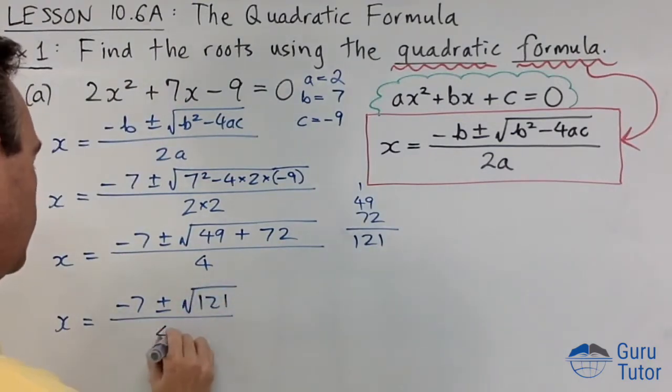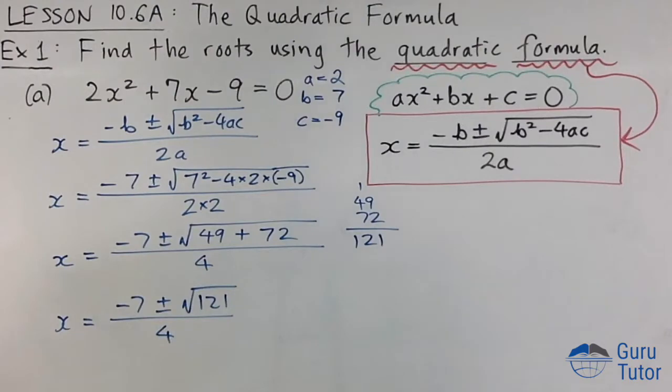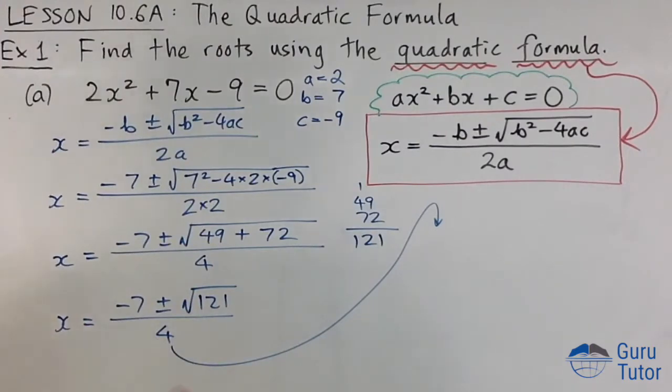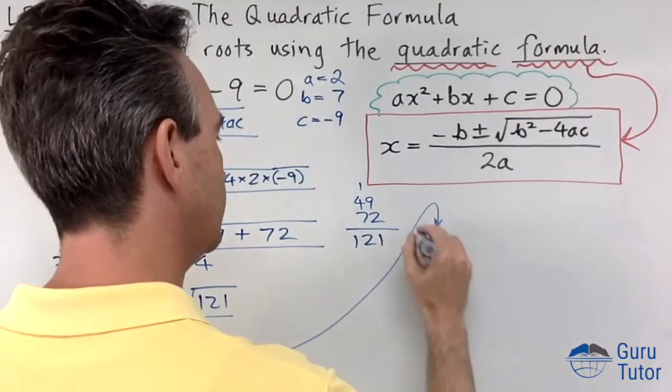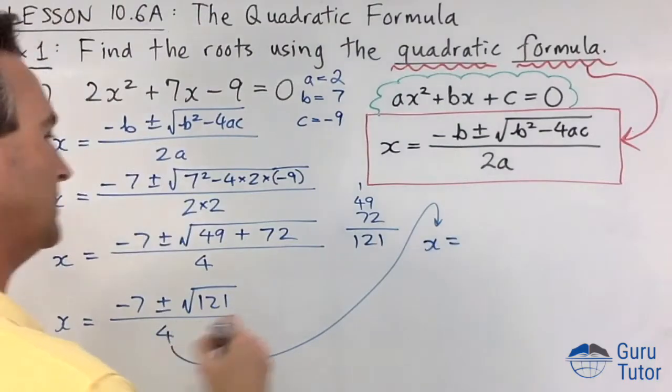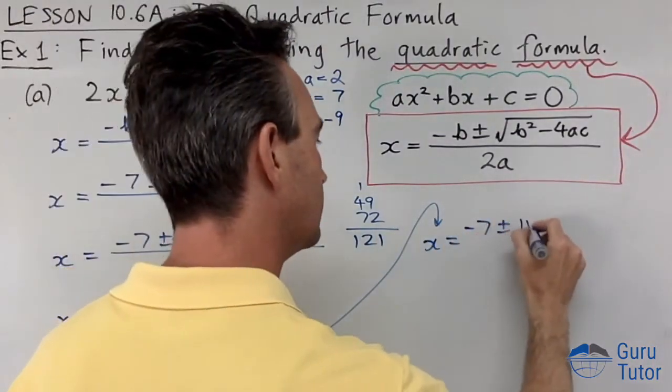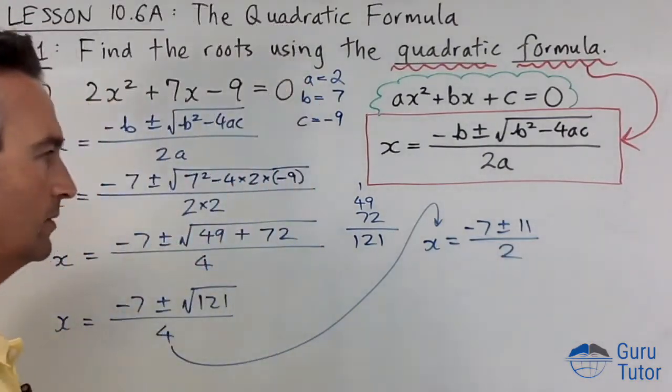All over 4. There we go, that's nice. Let's continue with this, I might bring it over here. What's root 121? That is a perfect square, that is 11. So it's x equals minus 7 plus or minus root 121, which is 11, all over 2. Oh, sorry, 4.